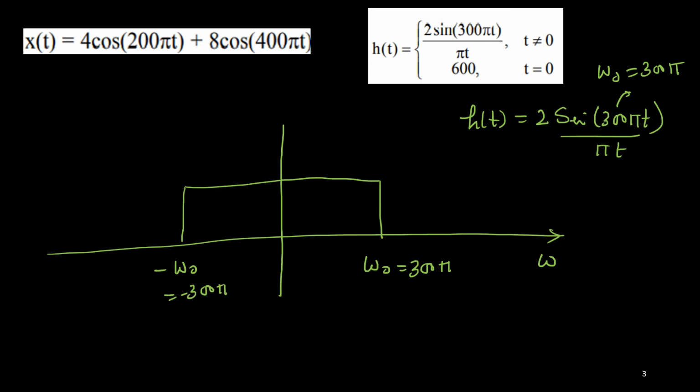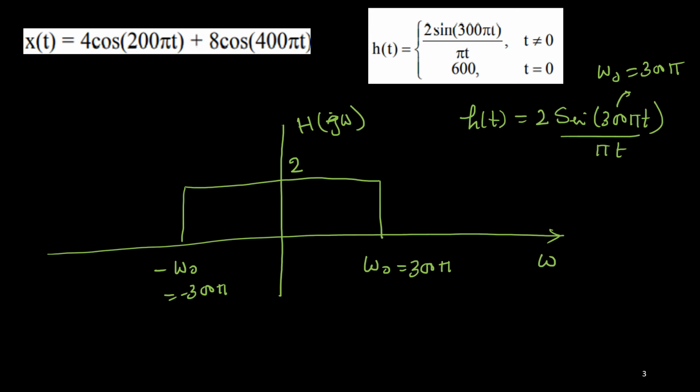And magnitude, as it is given 2, because of this the amplitude of this filter will become 2. So this amplitude is 2. So here I have plotted H of j omega, right? Now I need to draw the spectrum, this portion of X of f.